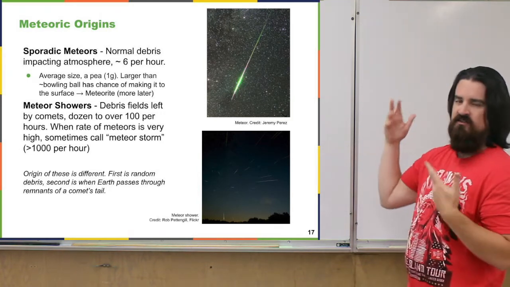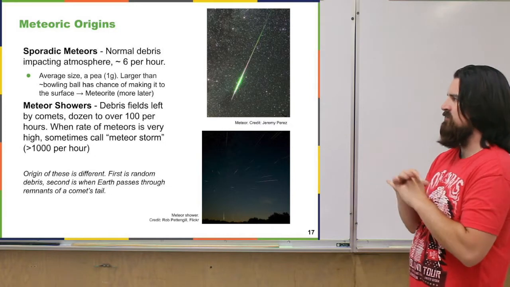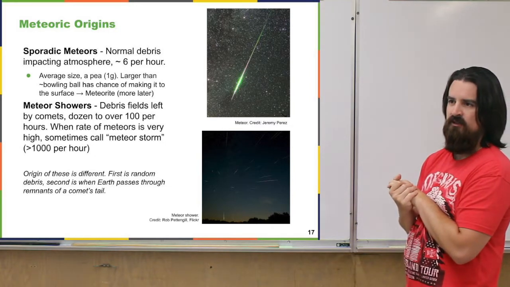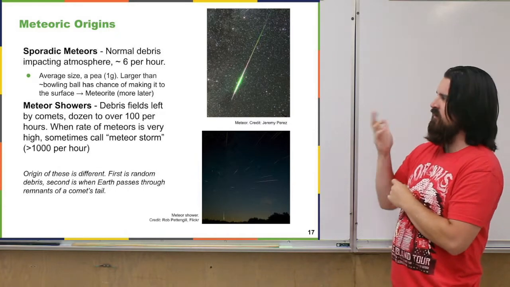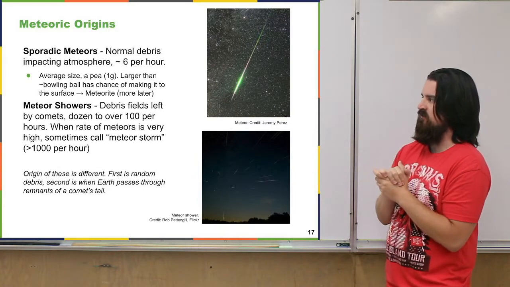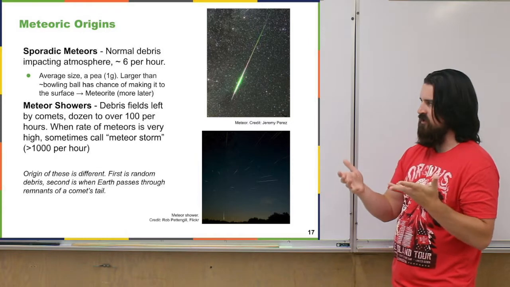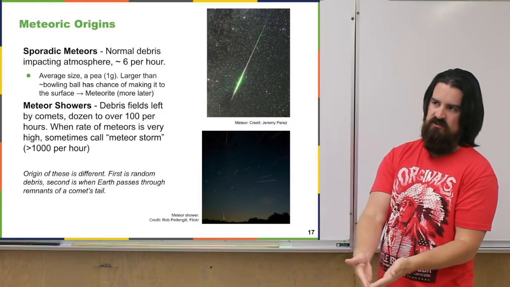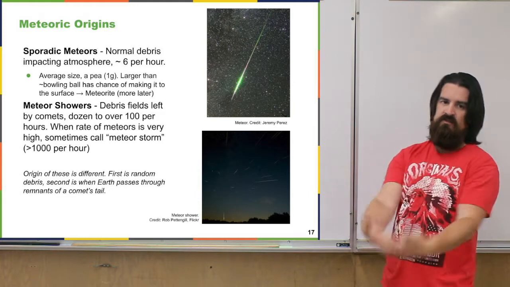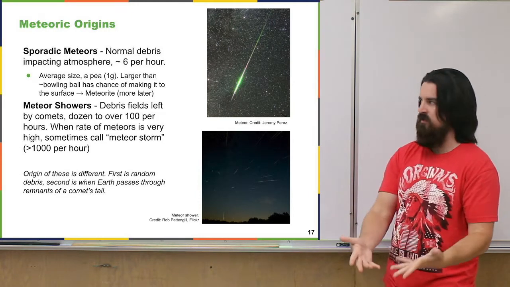The average size of these sporadic meteors is like the size of a pea, like a gram, though there can be larger ones, and once they get to the size of a bowling ball, then they have a chance of actually making it through the atmosphere and hitting Earth's surface. And that's when we start calling them meteorites.